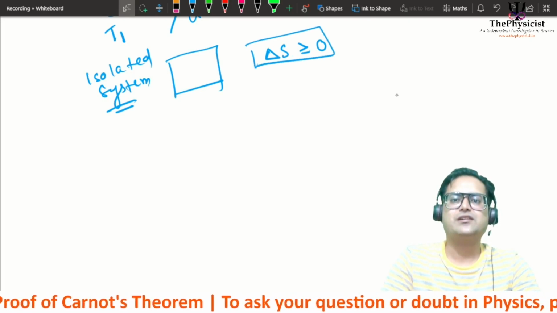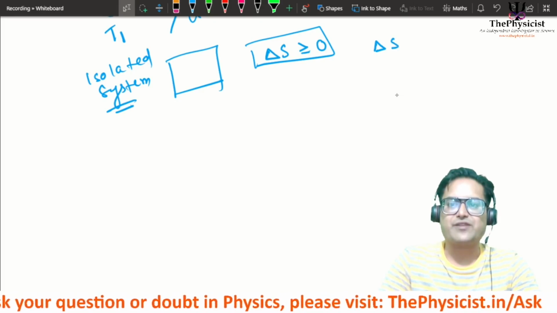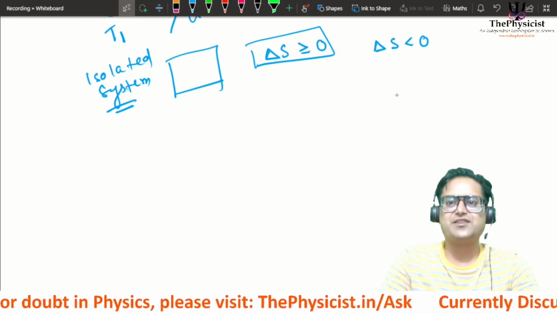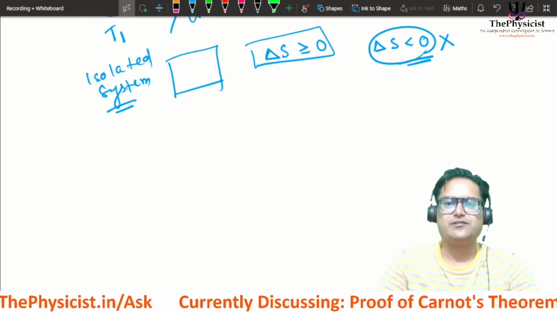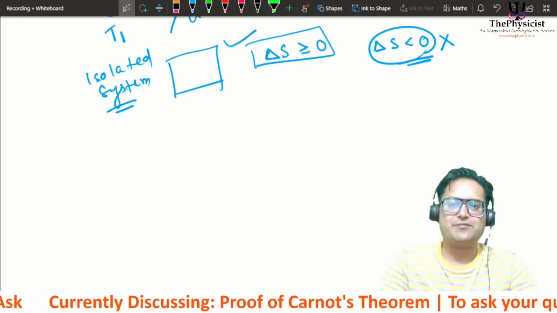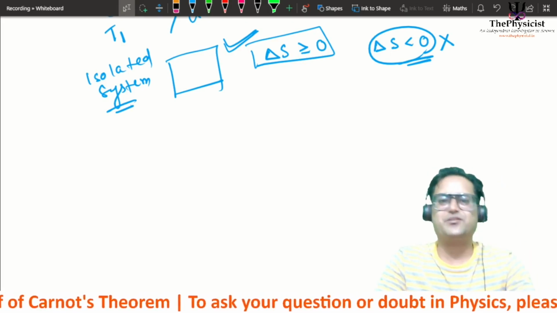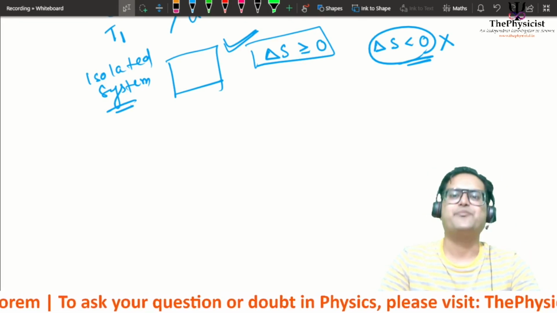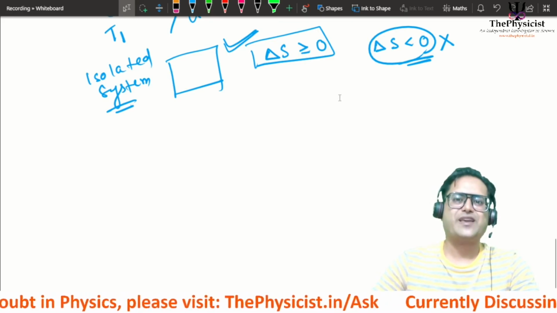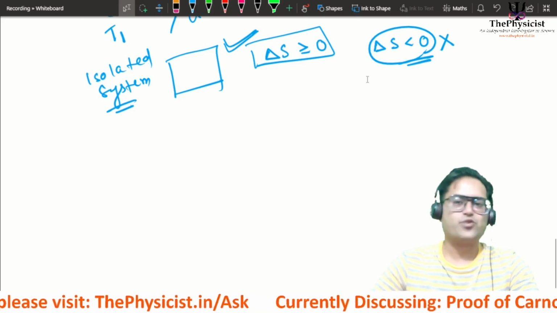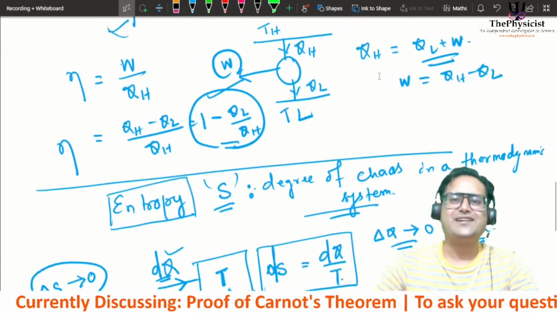That means the net change of entropy for any isolated system will never be less than 0. That is incorrect. It's a violation of the second law. So this is basically the most concise form of the second law of thermodynamics. The net change of entropy in an isolated system has to be greater than or equal to 0 for any thermodynamic process possible.